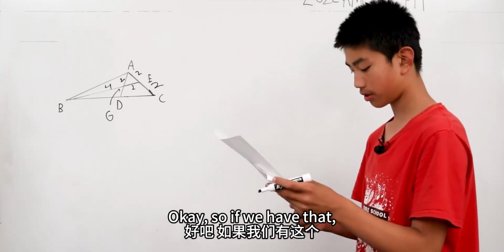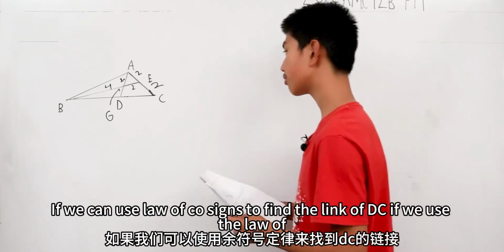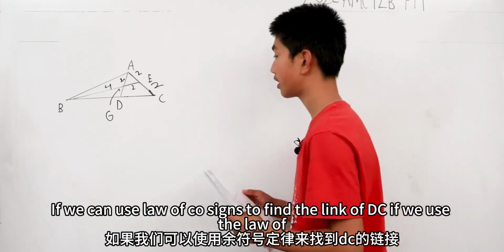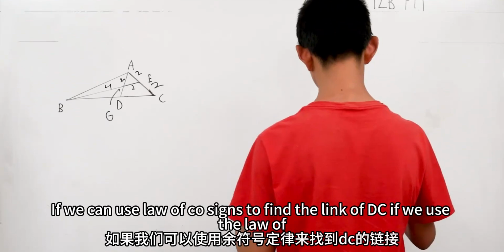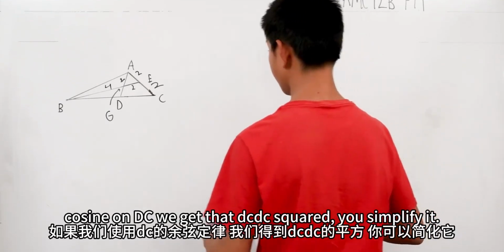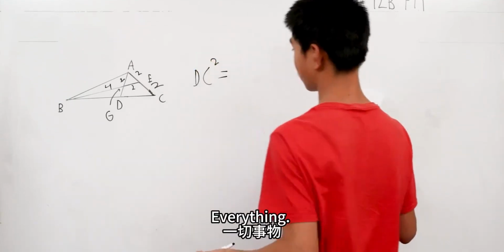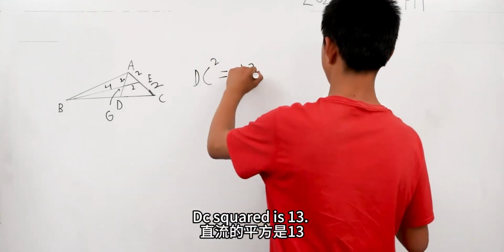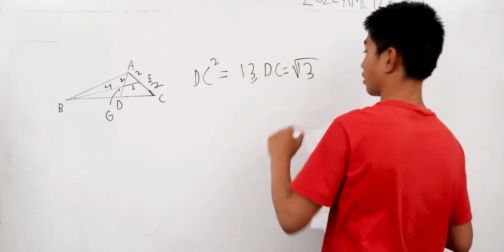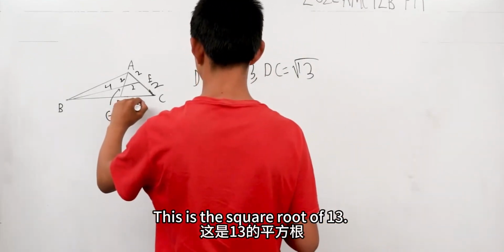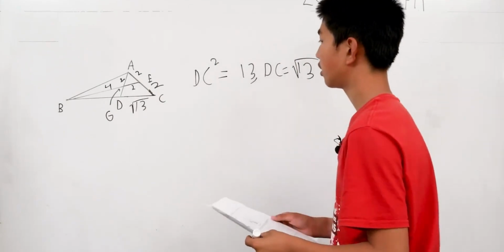Okay, so if we have that, what else do we know? Well, we can use law of cosines to find the length of DC. If we use the law of cosines on DC and simplify it, DC squared is 13. DC is equal to the square root of 13. So this is the square root of 13.